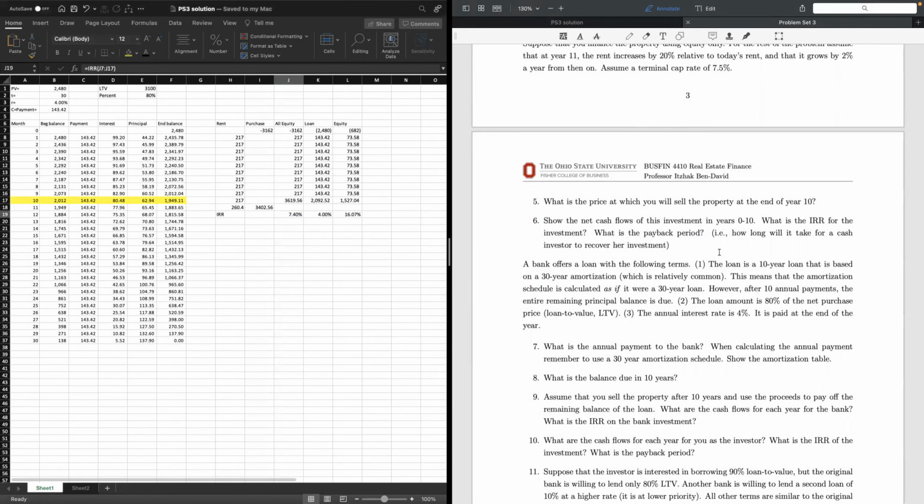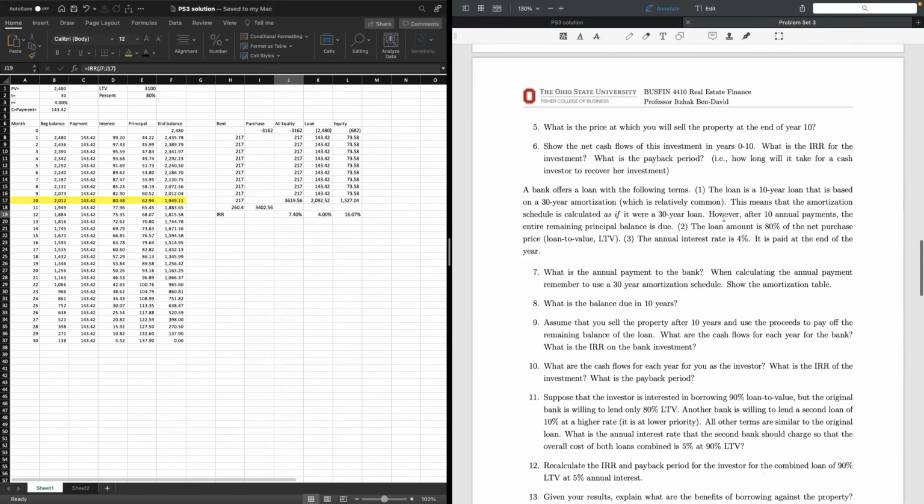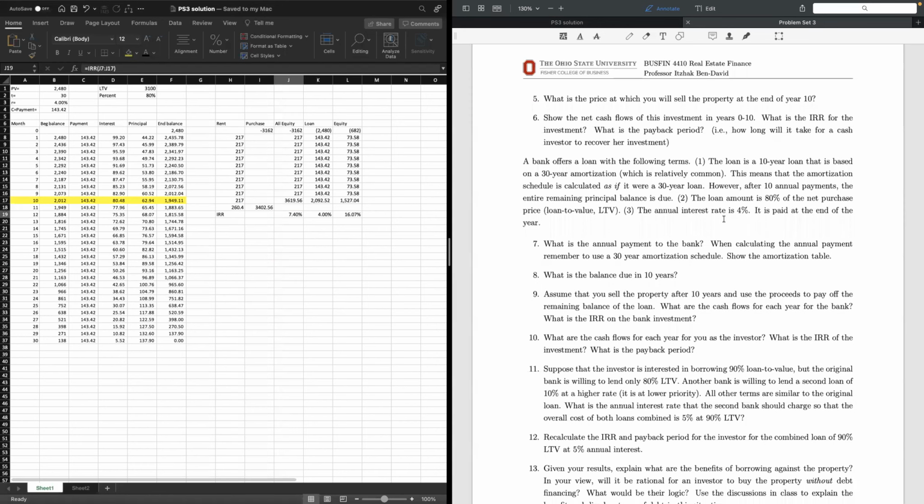What is the payback period? I know you must have done some research online, maybe on Google. It says it's just the purchase price divided by the yearly cash flow. So if you just use this divided by 217, it will be around 15 years, which is wrong. Why? Because this formula applies to constant fixed cash flow that goes on forever, like a perpetuity without growth. But this is different because in this case, you will sell everything at the end of 10 years.